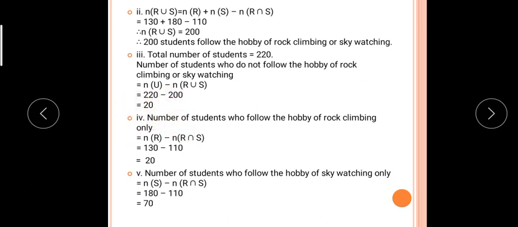Now again, one question they ask: the number of students who follow only the hobby of rock climbing. So it is n(R) minus n(R intersection S), means the common part we have to subtract. It is 20, and here also, since it is common, you have to subtract, and you will get the number of students for sky watching only, that is equal to 180 minus 110. Why are you subtracting 110 here? Because it is common in both, and therefore by calculating it you will get the actual number of students who are following rock climbing and sky watching separately.